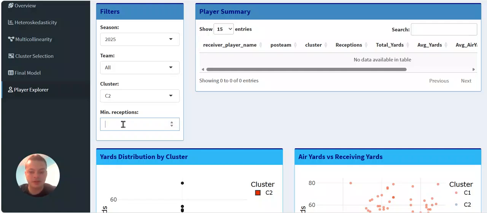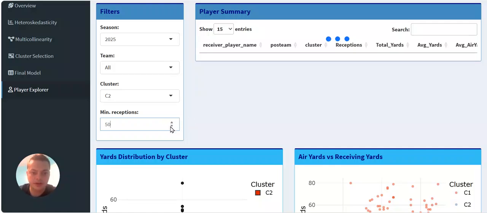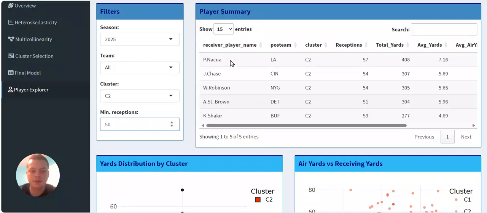So what about the cluster 2 receptions of 50 in 2025? Still no criteria. Oh, nope, it refreshed. There are 5. And those would be Puka Nacua, Ja'Marr Chase, Wan'Dale Robinson, Amon-Ra St. Brown, and Khalil Shakir, who had the most receptions in cluster 2, despite being a less notable receiver compared to the other 4. I mean, Wan'Dale might not be as notable, but he did just get a great contract with the Tennessee Titans.